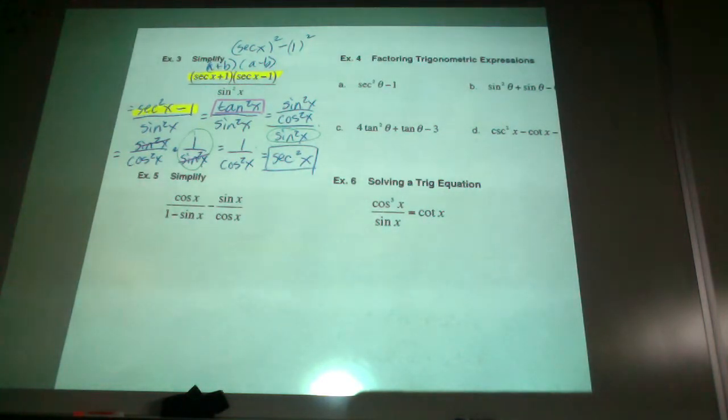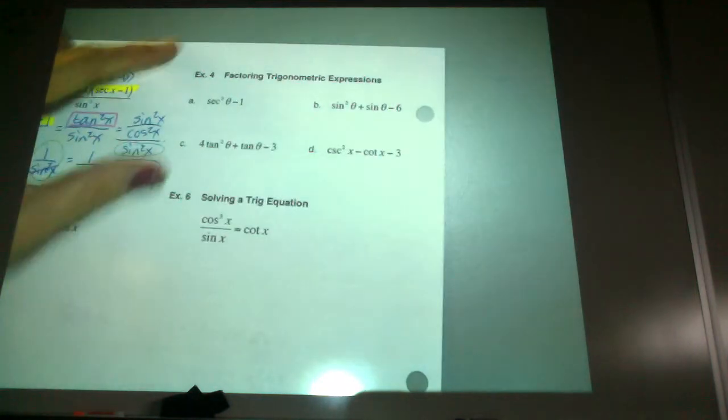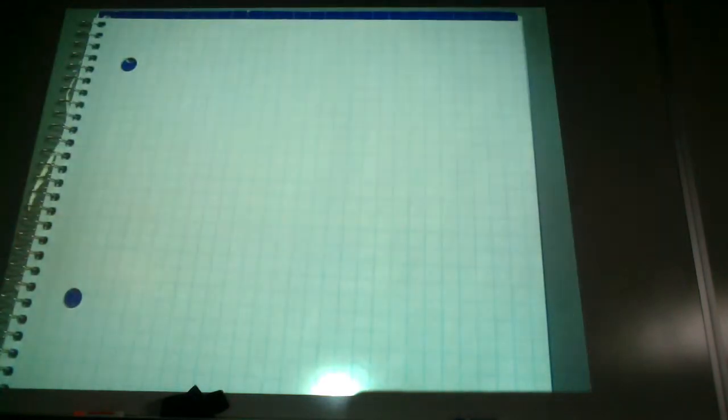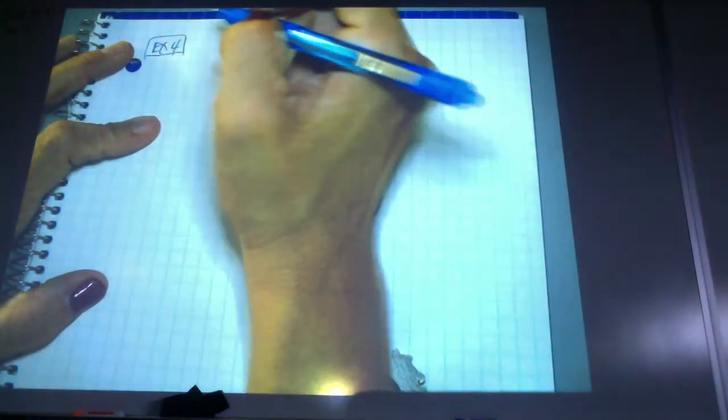Okay, so that's done. Before we can go on to example 5, we have to talk about factoring, and this is where you need your own sheet of paper, because there's not nearly enough room on here for you to be able to show all of your work. So we're going to do example 4 on a separate sheet of paper.